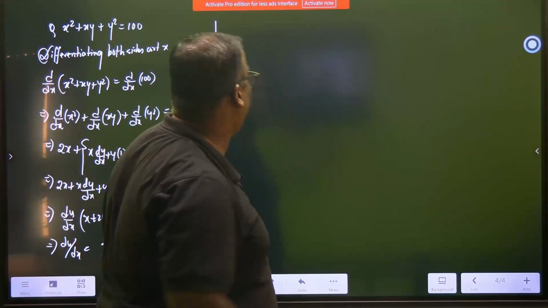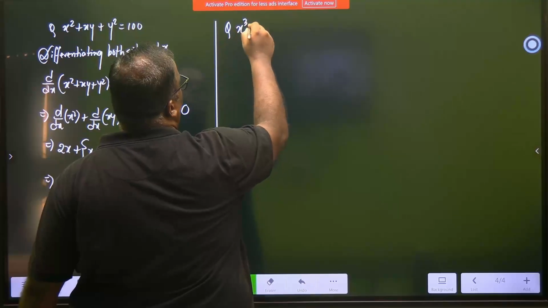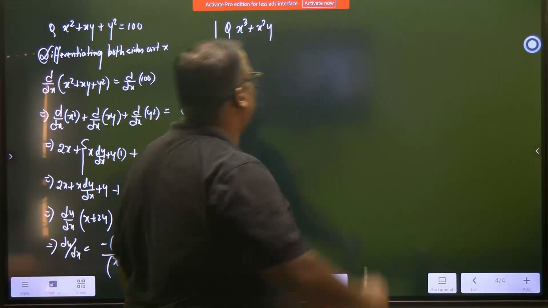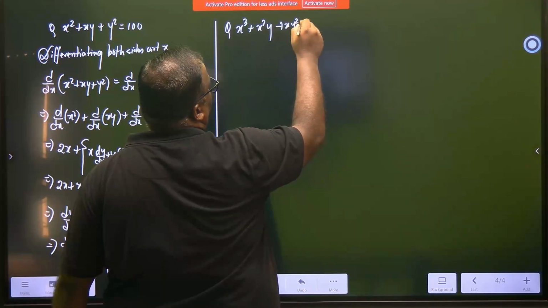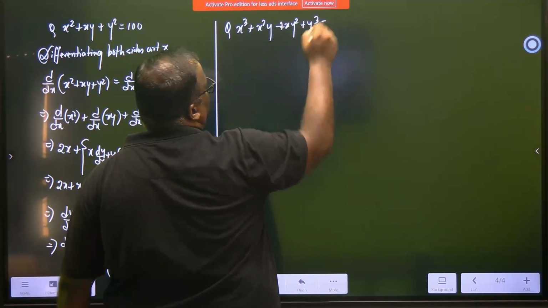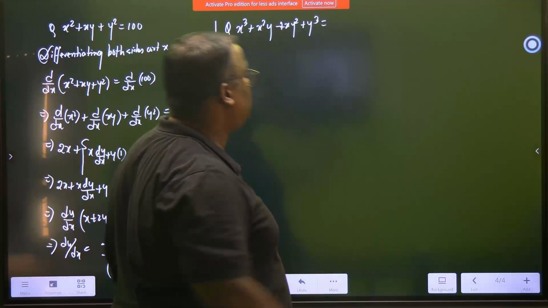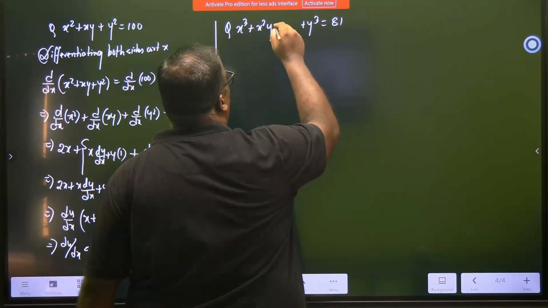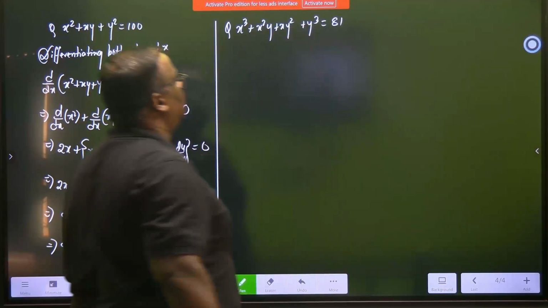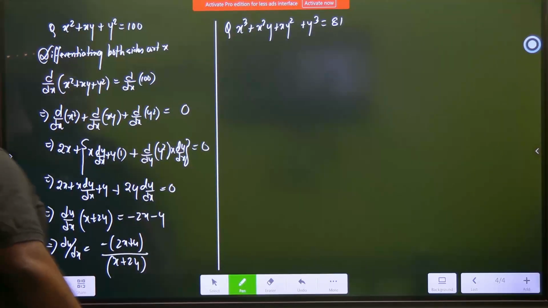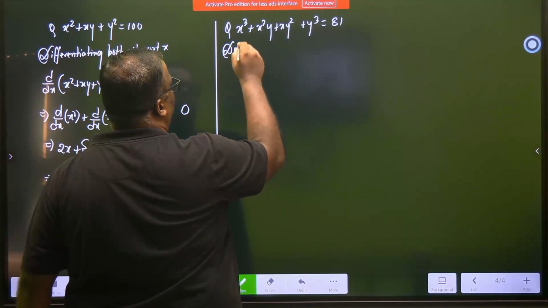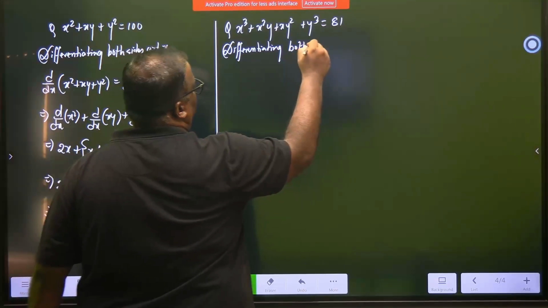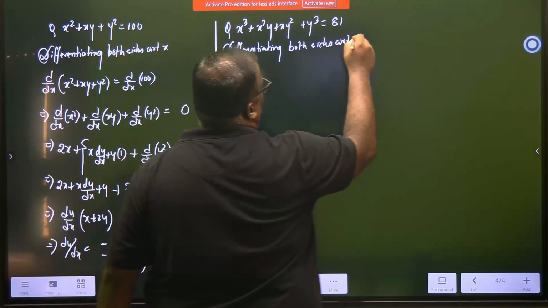x cubed y squared plus xy squared plus y cubed, which is equal to 81. So let's do it, with respect to x.